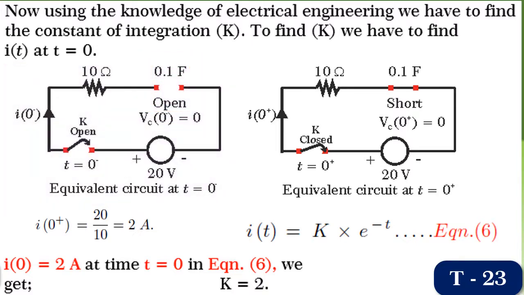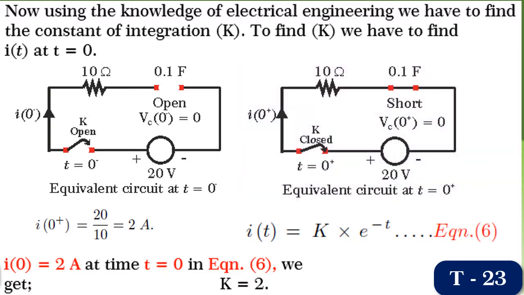Therefore, at t equal to 0 minus, K is open and C is open. So, Vc(0−) is equal to 0. We also know that the capacitor opposes the change in voltage, hence Vc(0+) also is equal to 0. Now, to find I(0), consider the equivalent circuit at t equal to 0 plus.